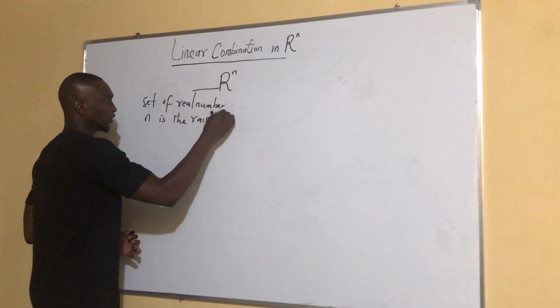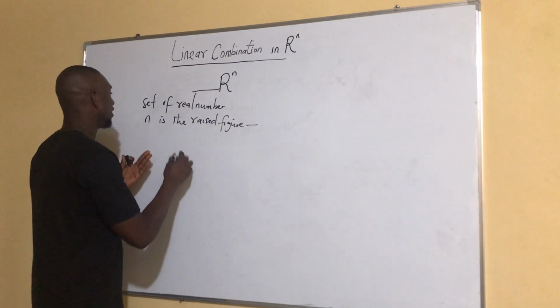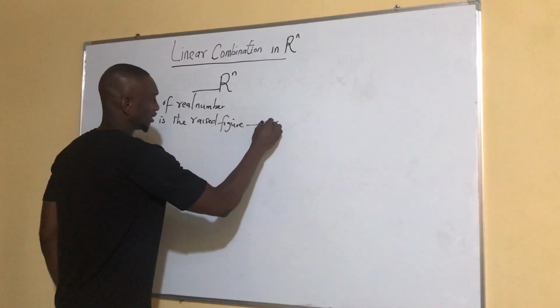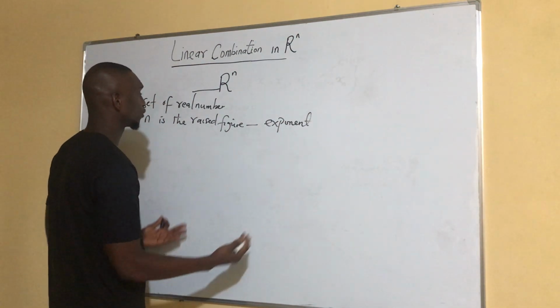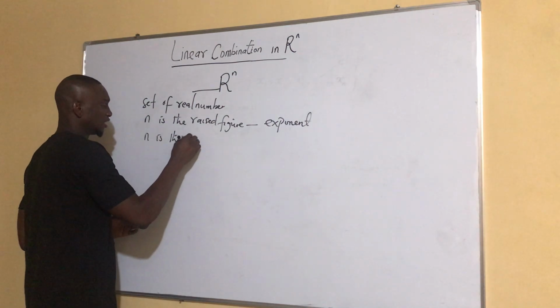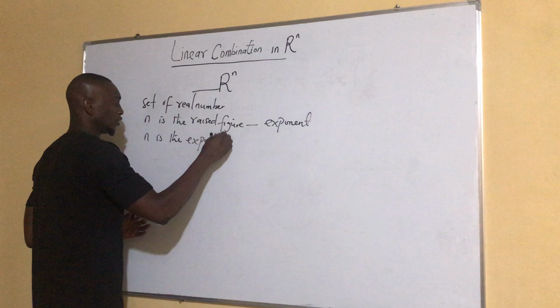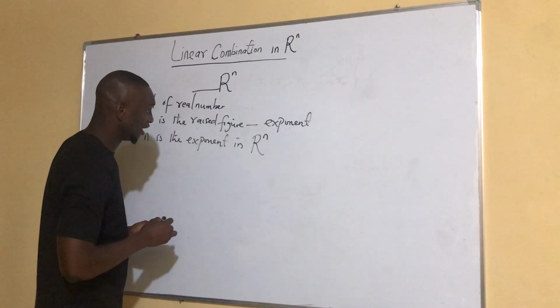At the same time, n is called the what? It is called the exponent. N is the raised figure. N is called the exponent. N is the exponent in this mathematical expression R to the power of n.